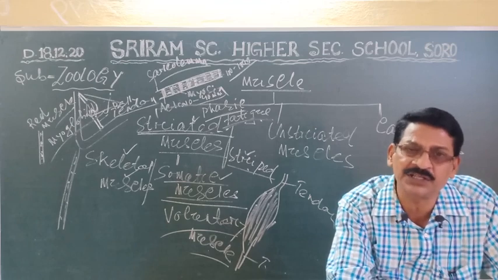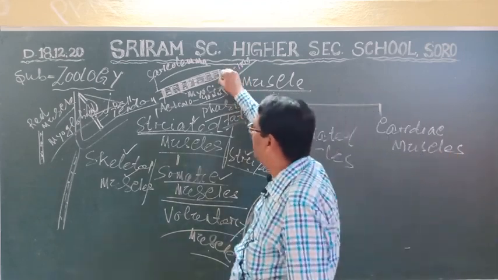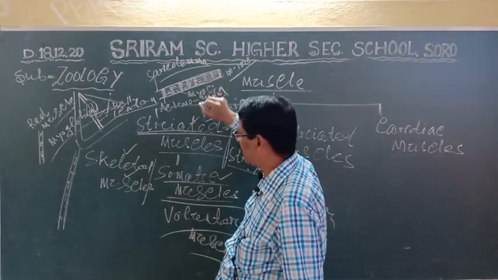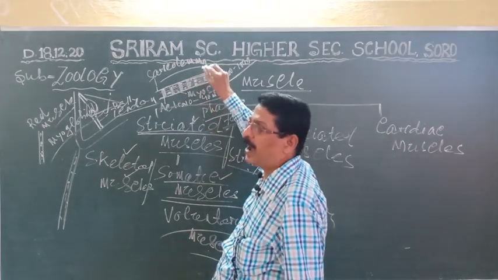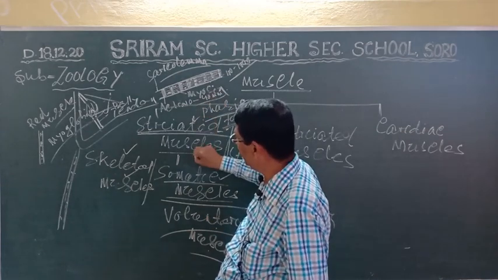Are you understanding or not? That is, this is the muscle cell, and the striated muscles are maximum in our body, and so it is called the somatic muscle, and it has many names.